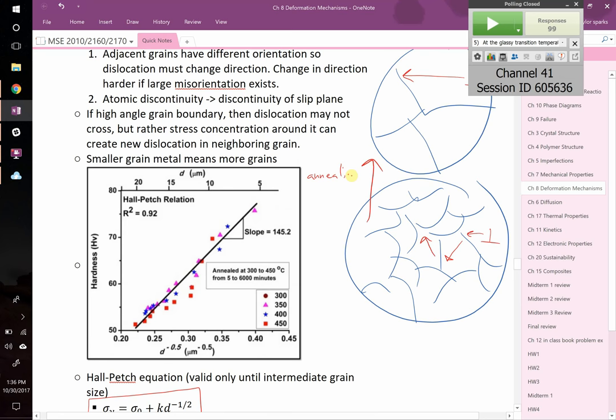What's the reason for this? Turn to your neighbor and tell me what's a possible reason why grains might want to grow if you were to give it time and temperature.